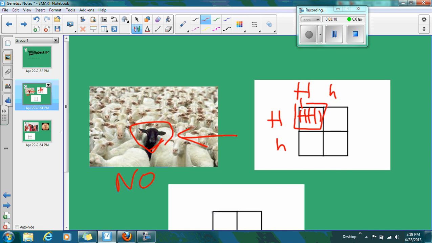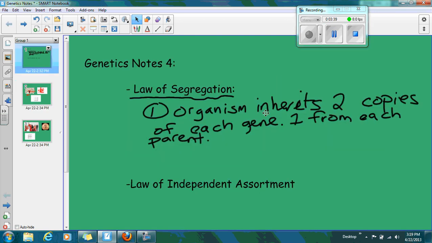This one gets this one from mom and this one from dad. This one gets this one from mom, this one from dad. One copy from each. So you are half from your mom, half from your dad, biologically speaking. Sometimes you might look different, but your genes, you get one from each parent.